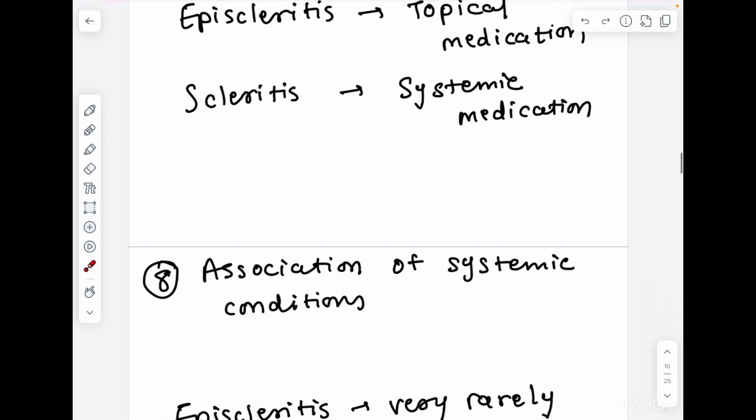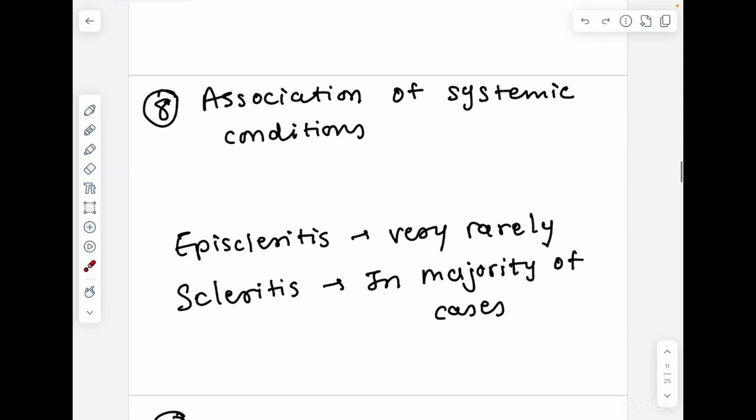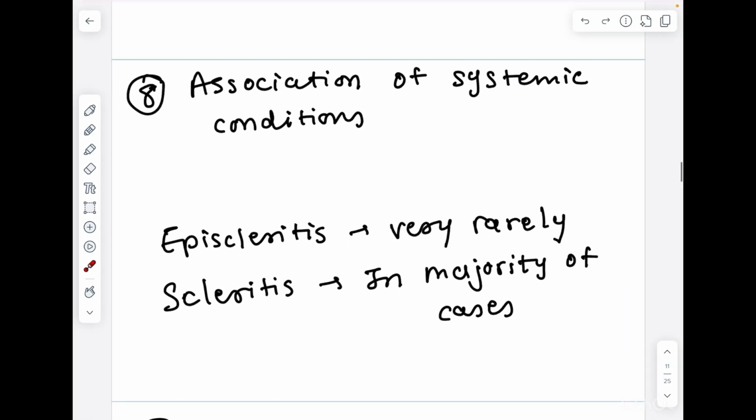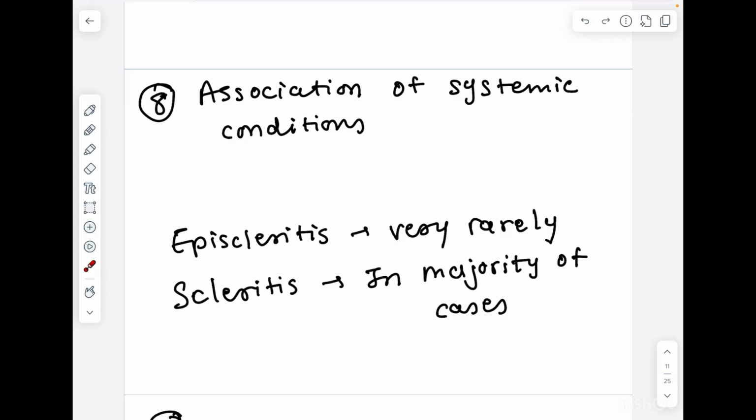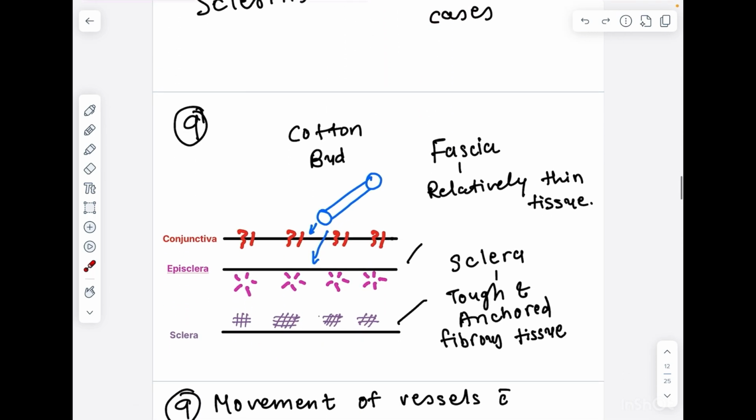Now we'll come to the next point, that is association of systemic condition. In episcleritis, as we have seen, even in recurrent episcleritis, 95% of the cases will not have any systemic association, while in scleritis the majority of the cases will have a systemic condition associated, that is connective tissue disorder, rheumatoid arthritis, reactive arthritis, and SLE. All this will be associated with scleritis. Okay. Now I'll move to the next point.